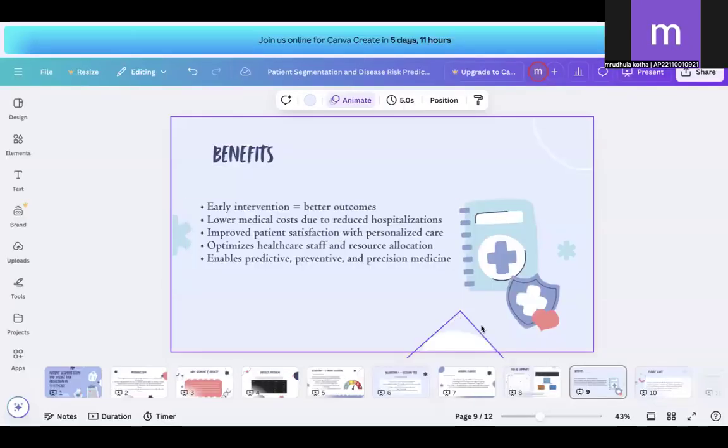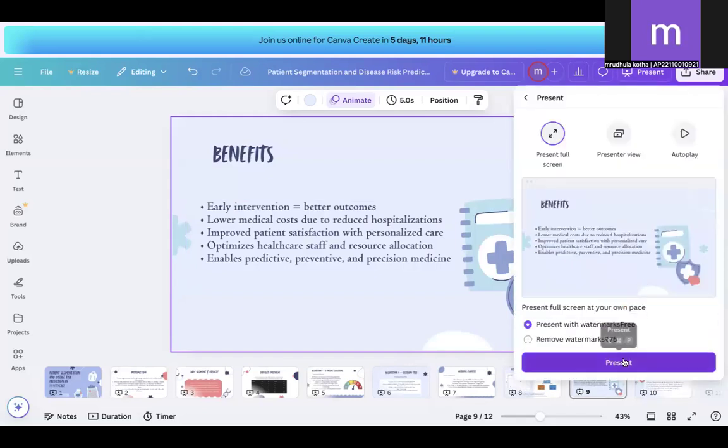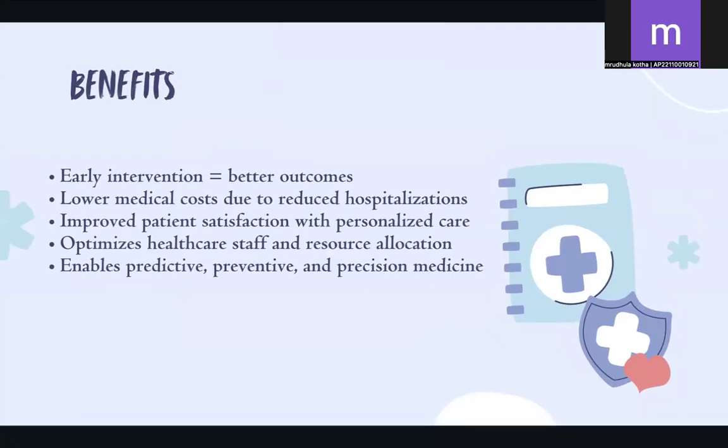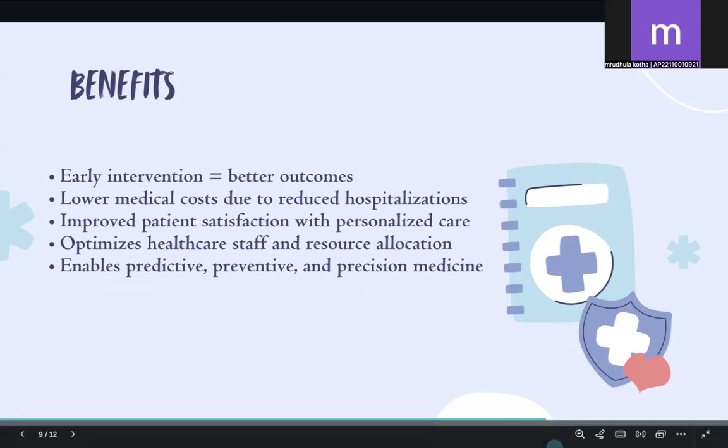Next, we have benefits. Patients get early warnings and personalized care. Hospitals avoid unnecessary costs and can focus on those who need help most. Doctors can design targeted interventions, and it's scalable. You can apply it to communities, hospitals, or even at the national level for better healthcare planning.